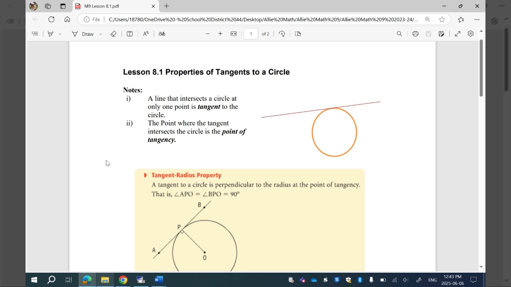Hello, everybody. Here we are, 8.1, properties of tangent to a circle. Here are just some notes. I have it printed out for you so you don't have to write it down.